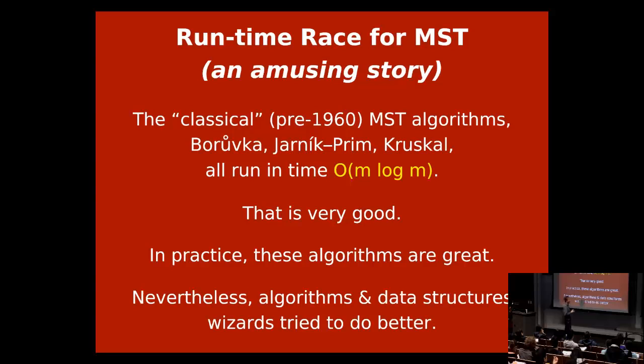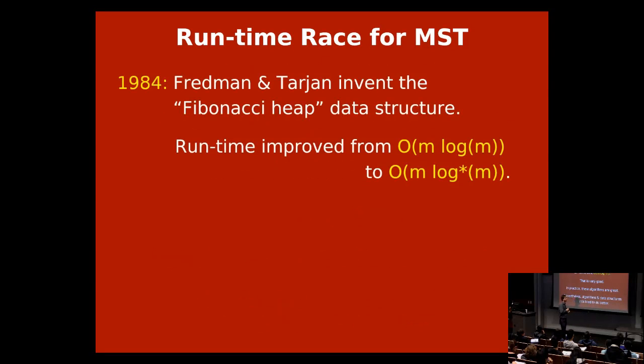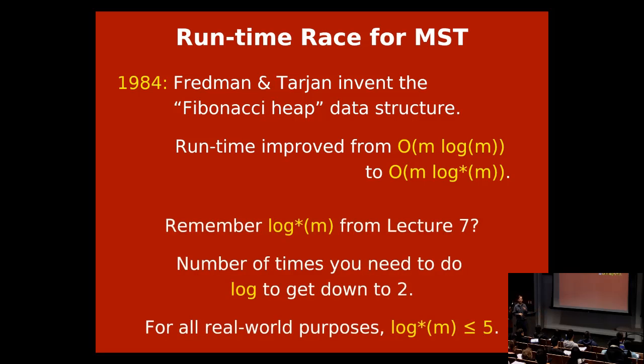Nevertheless, the theoretical computer scientists were like, let's see if we can do it faster. So the first big improvement came like 20 years later due to Fredman and Tarjan. They invented a very tricky data structure called the Fibonacci heap. It's quite tricky. I studied it in graduate school. It's not crazy, but it's tricky. But they got an amazing running time improvement. They improved it from m log m to this running time, m log star m.